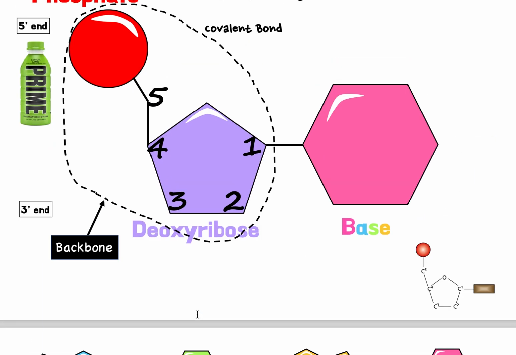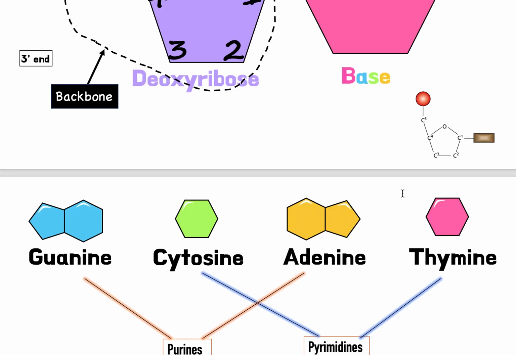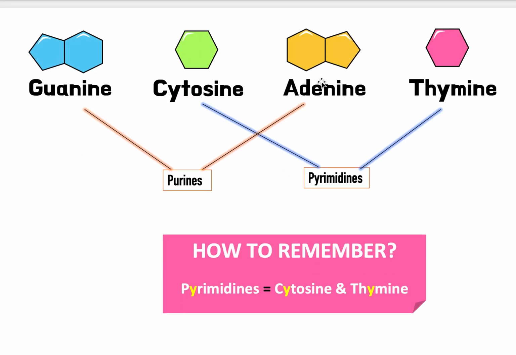Remember how we said there are 4 letters in the DNA alphabet: A, T, C, and G. Here they are. G is guanine, C is cytosine, A is adenine, and T is thymine. So these are the entire alphabet of DNA. Now notice how guanine and adenine look similar in structure, whereas cytosine and thymine have a similar structure. We classify cytosine and thymine under a group called pyrimidines, whereas adenine and guanine are classified under a group called purines.